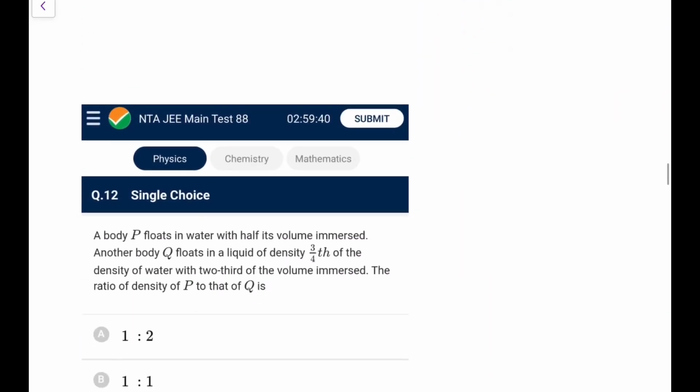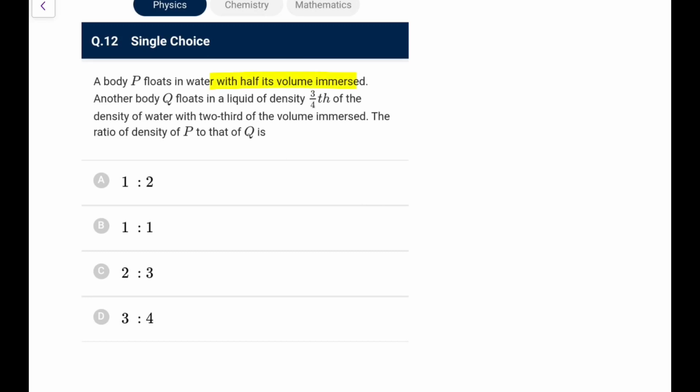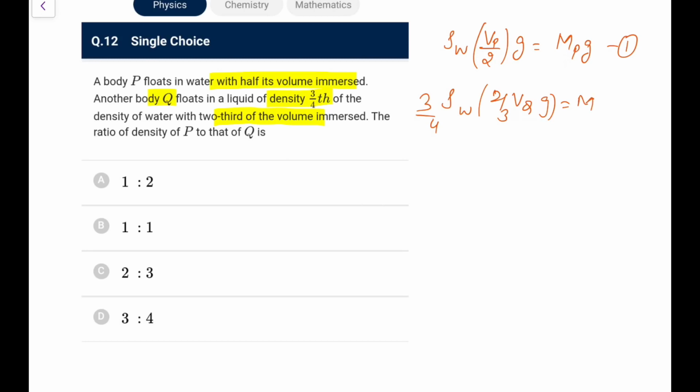Next, body P floats in water with half its volume immersed, Q floats in liquid of density 3/4 of water with 2/3 of the volume immersed. The ratio of density of P to Q. So P floats with half its volume immersed, that means rho of water into Vp by 2, let's say total volume be Vp, by 2 into g is equal to Mp into g. Similarly Q I can write as 3/4 of rho of water, the liquid density, the volume would be 2/3 into Vq into g, that is equal to Mq into g.